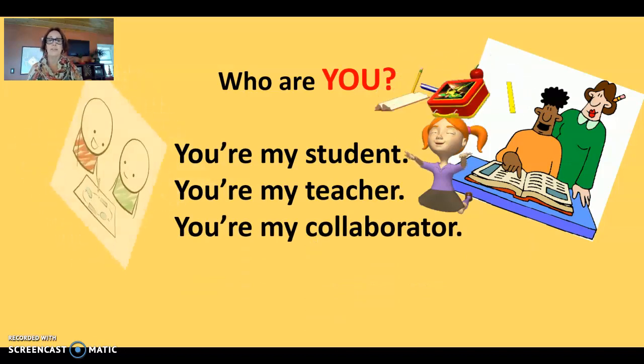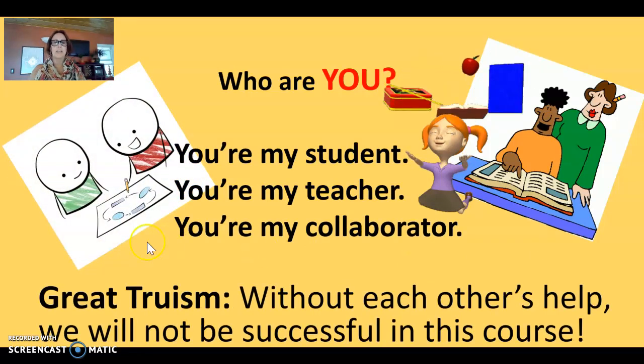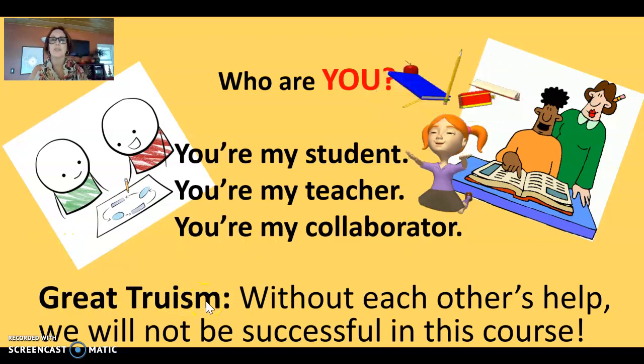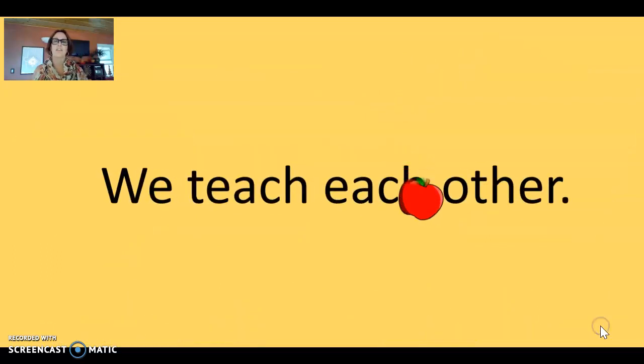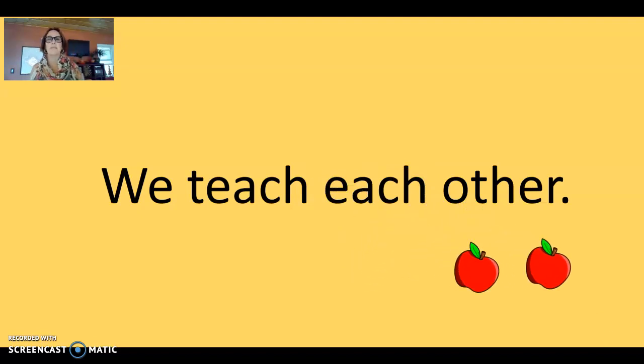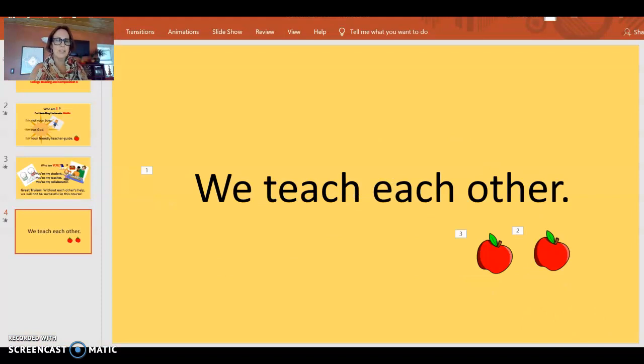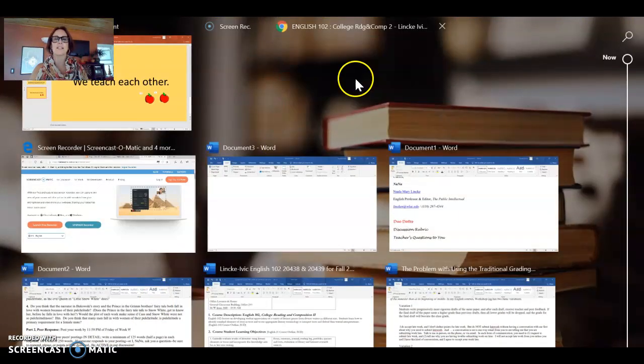So you're my collaborator. And here is a great truism, a great truth about the teaching learning process. Without each other's help, we will not be successful in this course. We teach each other. There's one red apple for me, but there's another one for you. You're going to come up with ideas that I won't come up with. I might come up with some ideas you don't come up with, and we're going to work together in this literature course to have fun and to learn meaningful things, and we're going to learn from each other and work together. Okay, let's go into our actual class and find out what that's all about.